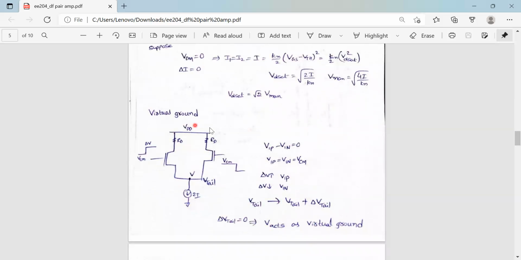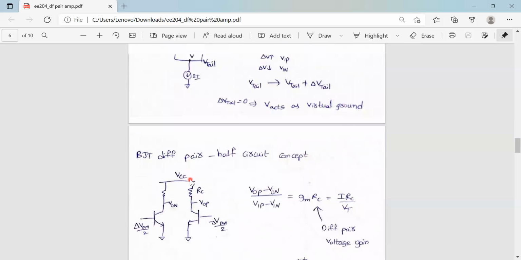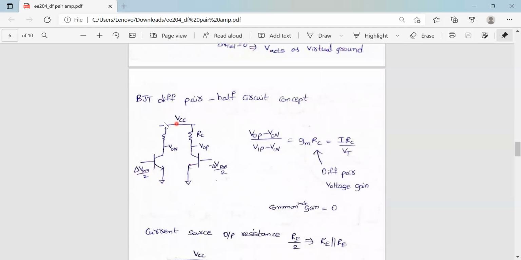And this is the concept of virtual ground. This point acts like a virtual ground because if we increase this input and decrease this input, there is no change in the voltage. VTail becomes VTail plus delta VTail, and delta VTail is 0. So this point acts as a virtual ground. We can assume for simplicity that the point is grounded. For this configuration, we will get GM RC and I RC by VT.